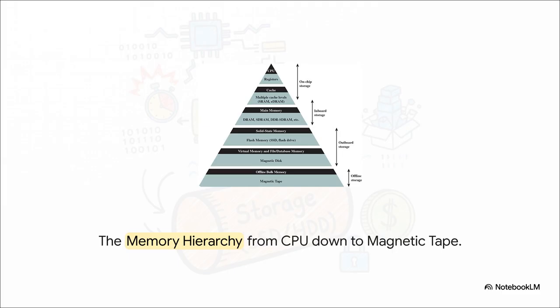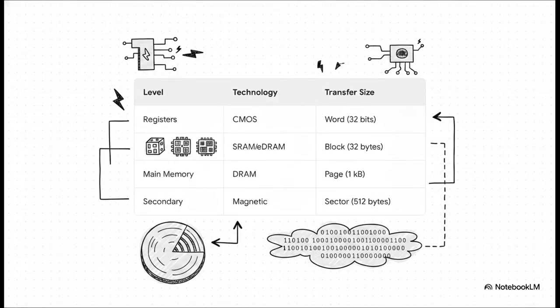But as you move down the pyramid, down through the cache, main memory, and solid-state drives, all the way to magnetic tape at the bottom, the capacity gets vastly larger, the cost per bit drops incredibly fast, but the speed gets noticeably sluggish. The really crucial point here is that different hardware is handling these different levels.